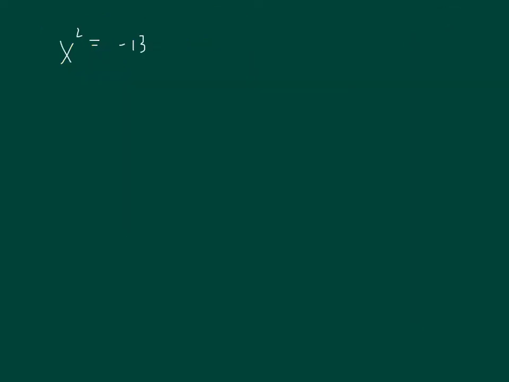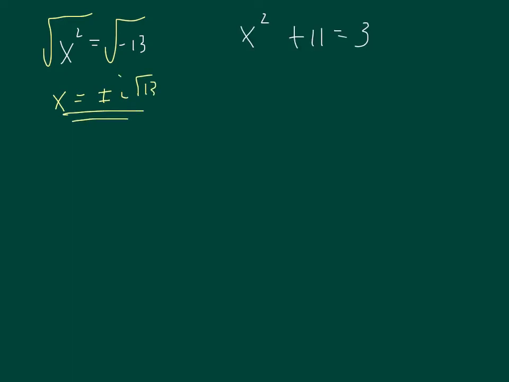So we got x squared equals -13. Square root, x equals plus or minus i radical 13. Done. Next, x squared plus 11 equals 3. Subtract 11 from both sides. x squared equals -8.